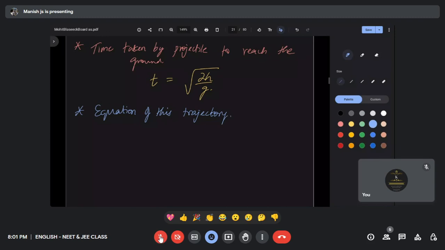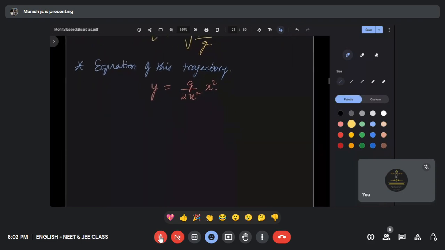Okay, so the equation of this trajectory is nothing but y is equal to g upon 2u squared into x squared. So this is the equation of trajectory. This is actually mathematical, just for your understanding. Nobody is going to test you on the equation of trajectory. Just a basic idea.